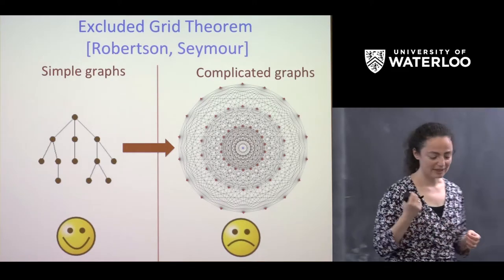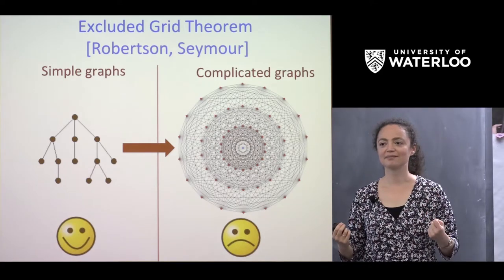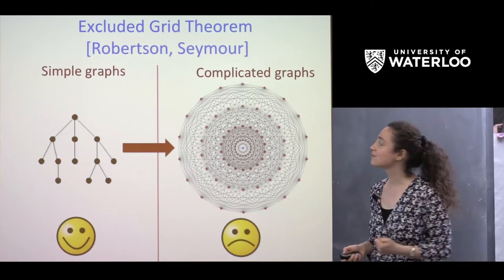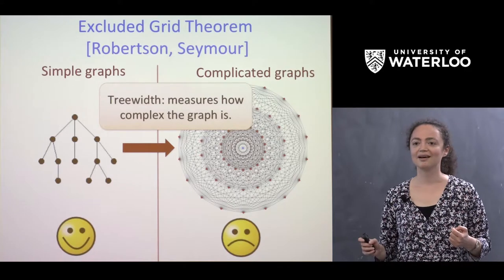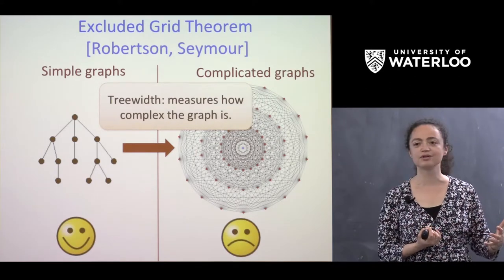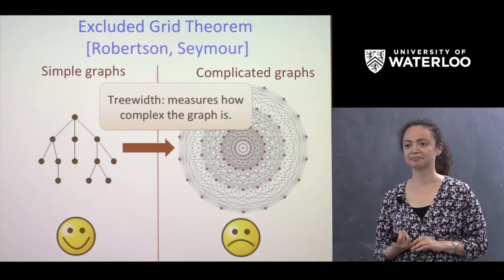And so what we want is some number that will measure how complicated our graph is. And the really cool thing is that treewidth does it. The treewidth of a graph is a number between 1 and n minus 1, and it tells you how complicated your graph is. So if the treewidth is 1, your graph is a tree or a forest. And the higher it gets, the more complicated it is.